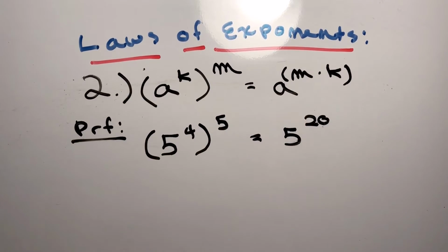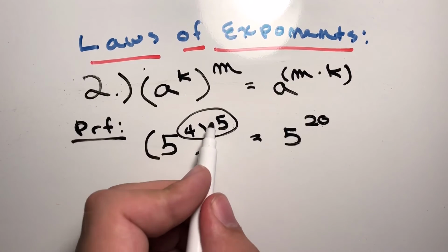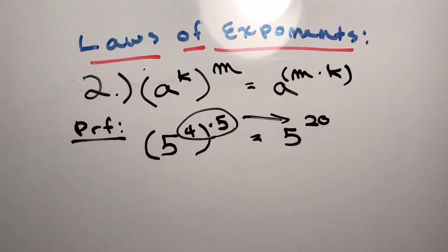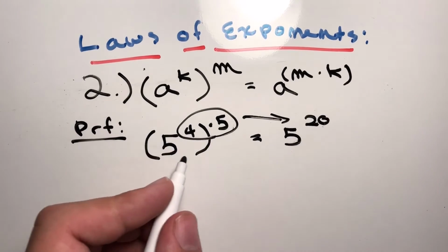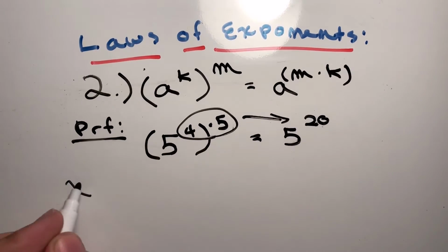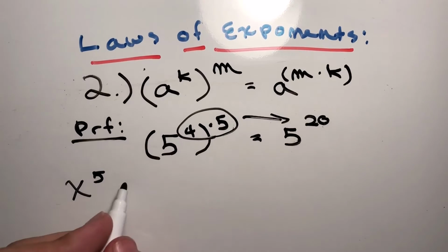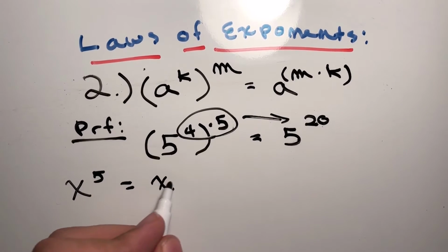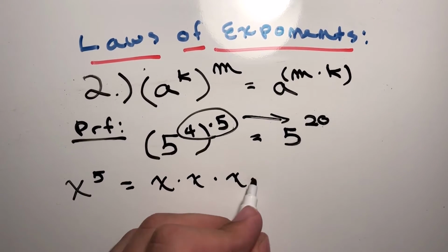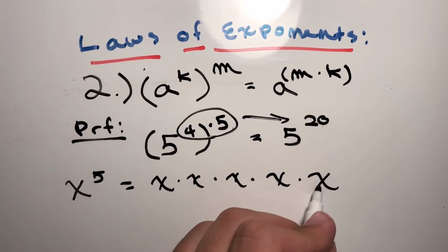just based on multiplying out those powers here. 4 times 5 gives us 20. Okay, so why is this true? Let's take a look at why it might be true. Well, say we had some number x to the fifth. We know x to the fifth is just x times x times x times x times x.